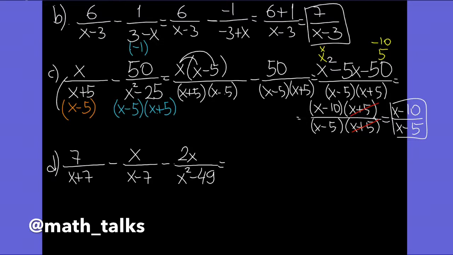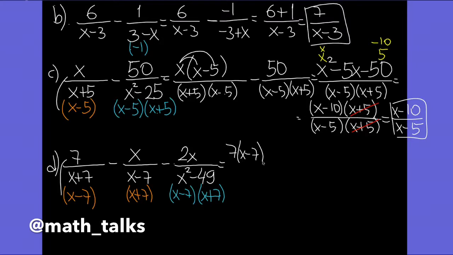So here x plus 7, and the denominators are x minus 7 and x squared minus 49. Instead of x squared minus 49, you can write (x minus 7)(x plus 7). That means the first denominator needs to be multiplied by x minus 7, and the second one by x plus 7. So 7 multiplied by x minus 7. Okay, I will directly write all the numerators in the same row.